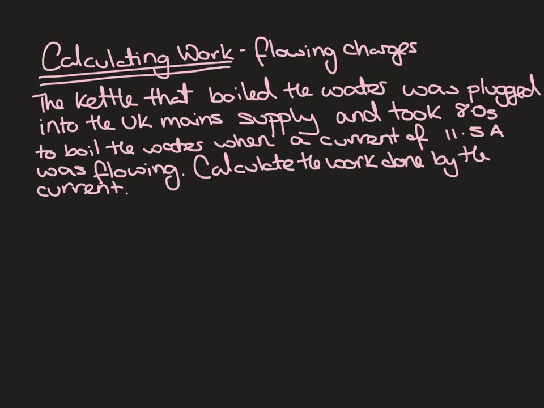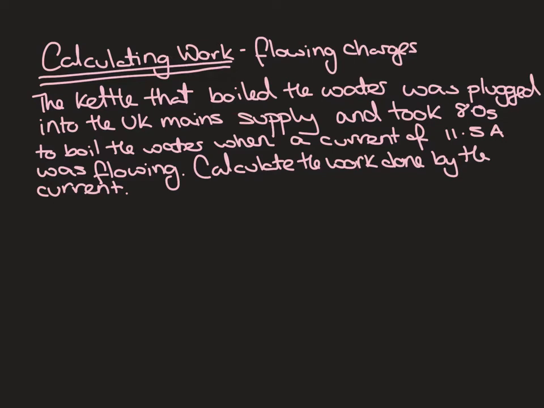So let's have a look at this situation now. We're going to try and work out the work done by a charge flowing in a circuit, and we're going to stay with the previous example, this kettle boiling water. So the kettle that boiled the water was plugged into the UK main supply. What do we know about the UK main supply from our electricity topic? Try and trawl through the memory banks. And it took 80 seconds to boil the water when a current of 11.5 amps was flowing. Calculate the work done by the current.